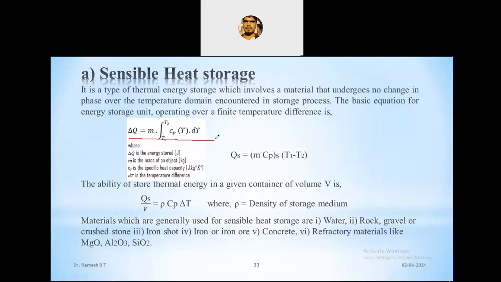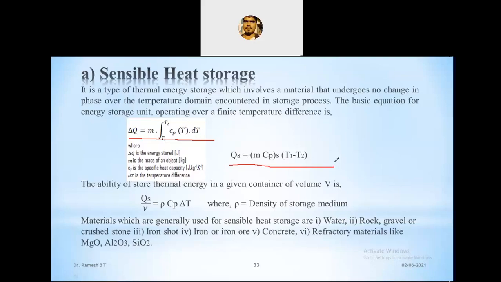dQ, Q is the heat stored. dQ means a small amount of Q, which is equal to m times the integral from T1 to T2 of Cp(T) dT, where there is a change in temperature from T1 to T2. If we apply the integration, we get the final equation: Qs, the sensible heat of the system, equals m Cp (T1 minus T2).